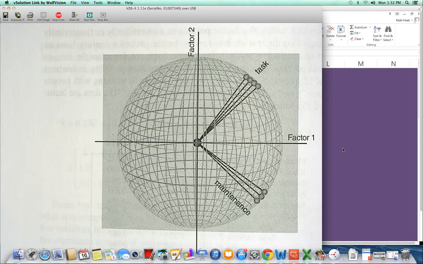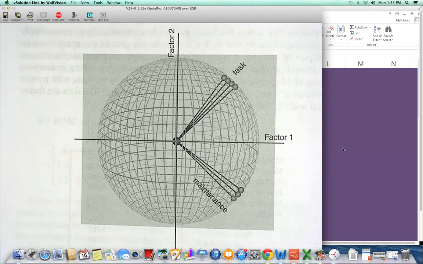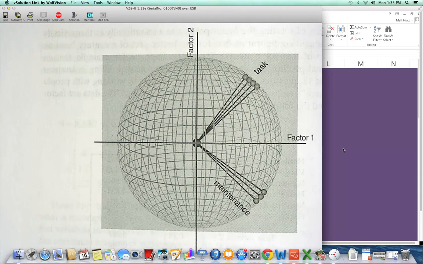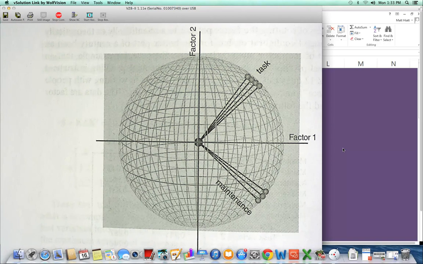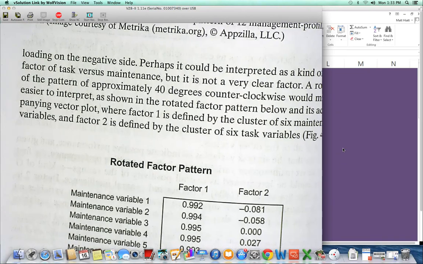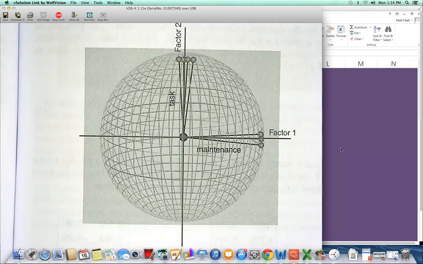But if we look at a rotation of the pattern of approximately, if we go 40 degrees counterclockwise, so going this way about 40 degrees, we can make it easier to interpret. Where if we move down the page, we can look at the table that's there, and we see these are the new factor loadings that we get, and then even on the next page we have a plot.